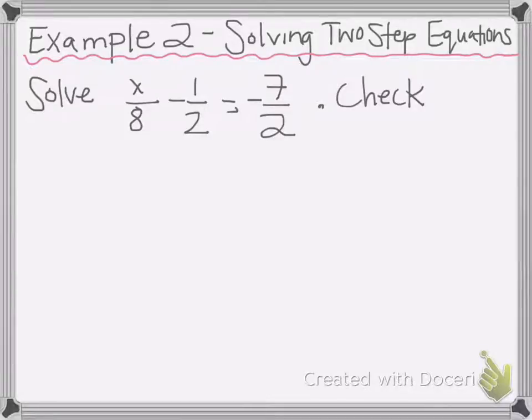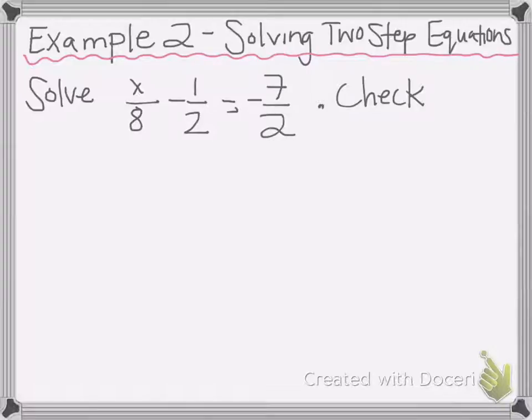Okay, class, example 2, solving two-step equations. So this one takes it up a little notch in that we're dealing with fractions, but no worry because we know the process in which to work this out. So go ahead and write this down. Solve x over 8 minus 1/2 equals negative 7/2. And they ask us to check.